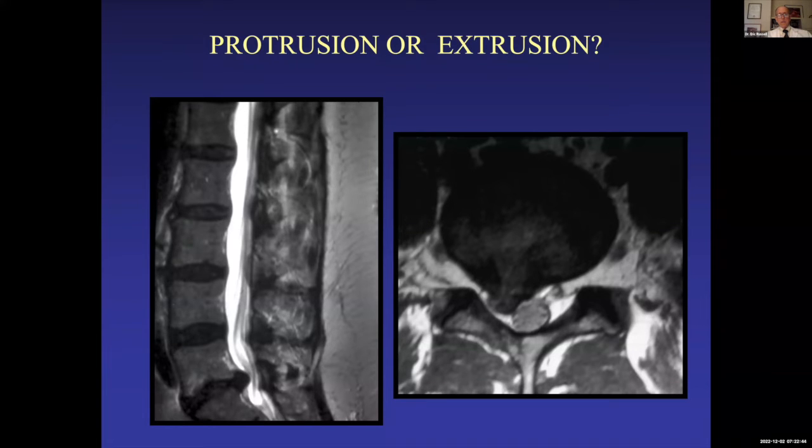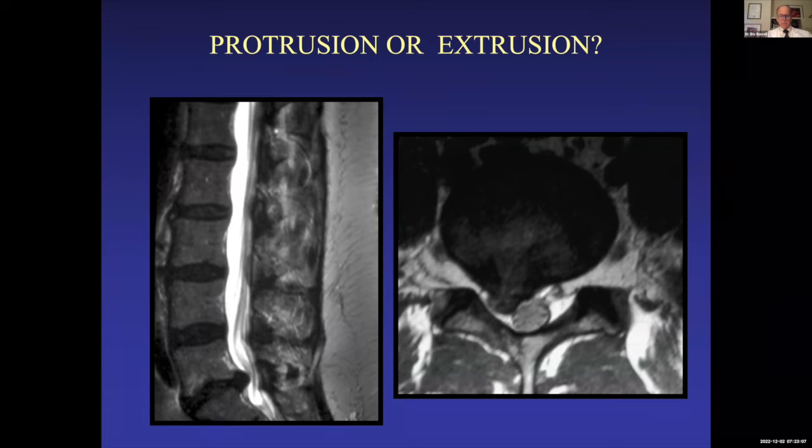Well, it's a very large herniation, but again, even in the axial plane, the disc herniation is broader at the back of the annulus than it is more posteriorly. So this is a large protrusion. Even though you would think, hey, it's extruded through the annulus, that's not the nomenclature. This is termed a protrusion.